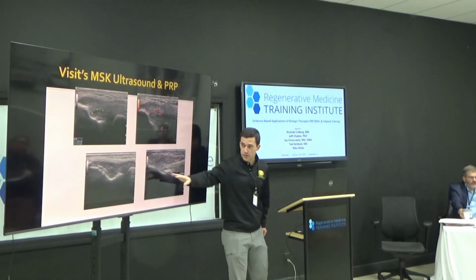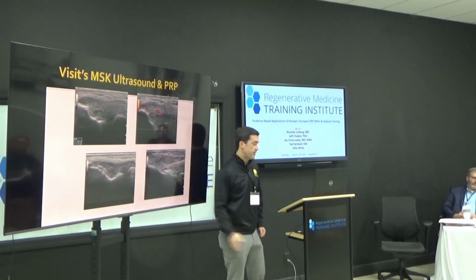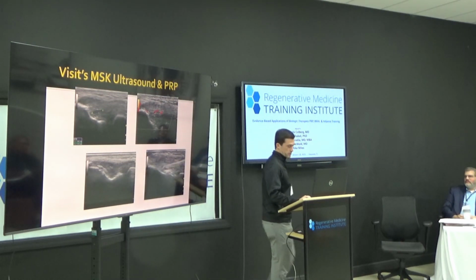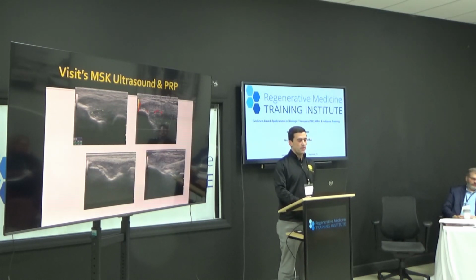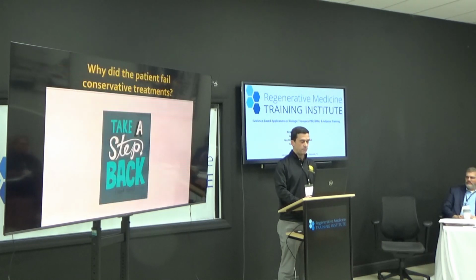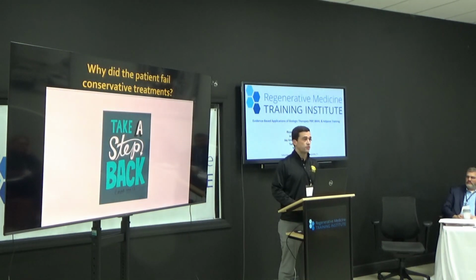And so we ended up doing a tenotomy and PRP injection for this patient, and I'll show you the outcomes later. But the question here is, why did the patient fail the conservative treatments? I mean, they had done everything in the books for 2 years.